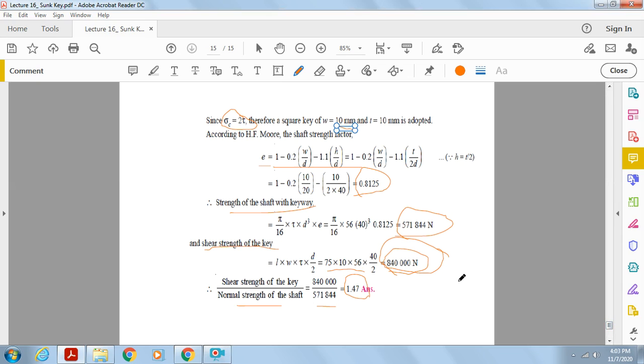So this is all about my today's lecture on key and keyway. Please go through all the study materials thoroughly and practice some numericals as available in your textbook. Thank you very much.